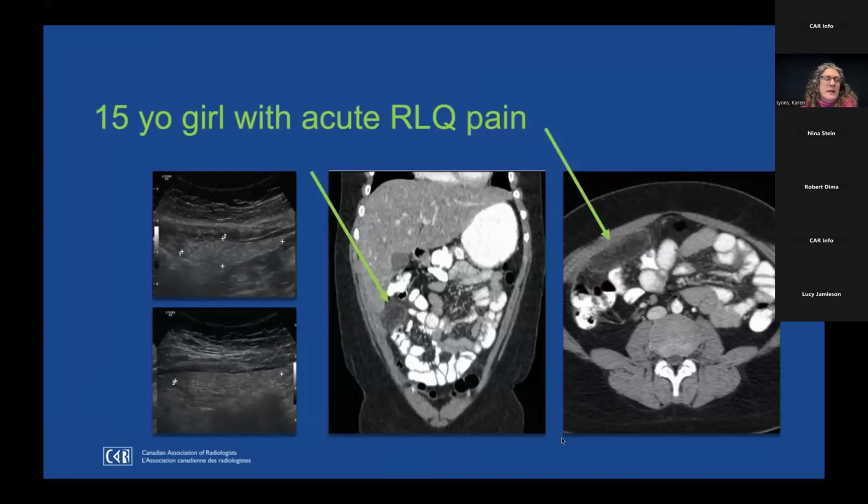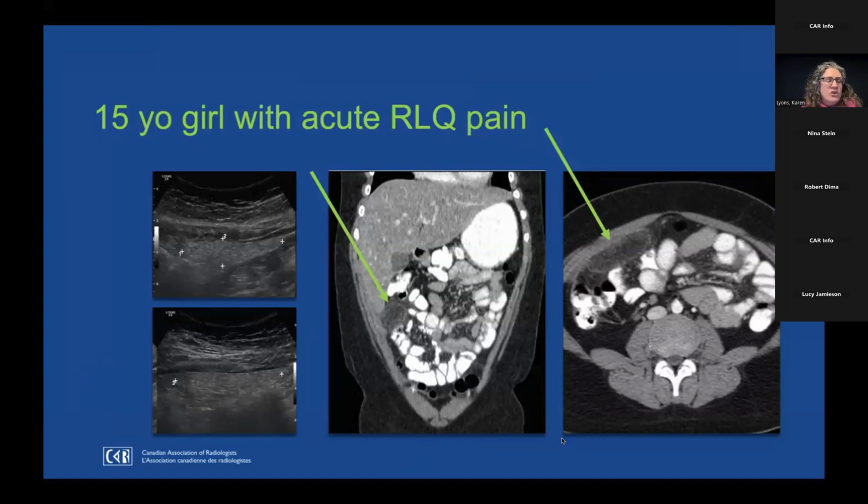This is an interesting little false positive. This is a 15-year-old girl who presented with acute right lower quadrant pain. As normally happens, she was referred for ultrasound, query appendicitis. The tech that scanned her could not find her appendix, but immediately asked the patient, where do you feel pain, and put the probe down.